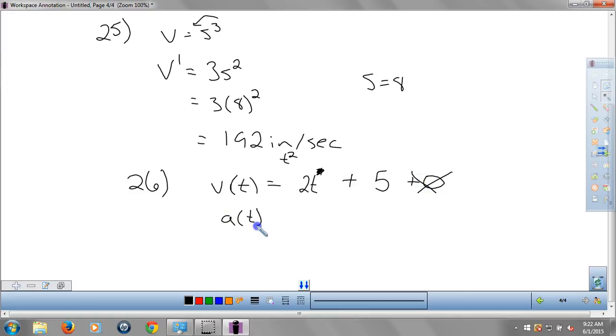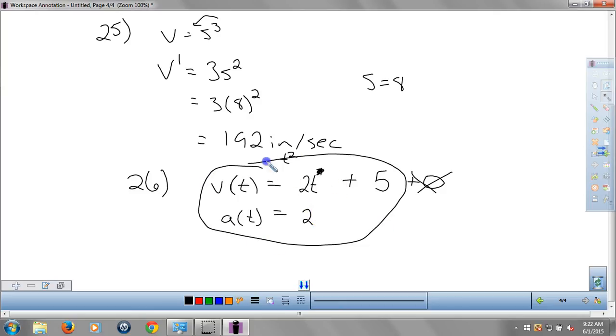So our acceleration of t, we take the derivative again. Derivative of 2t is, well, it's just your coefficient, 2. Derivative of 5 is 0. So there you go. That's all there is to it, guys.